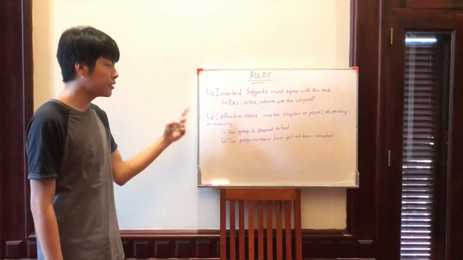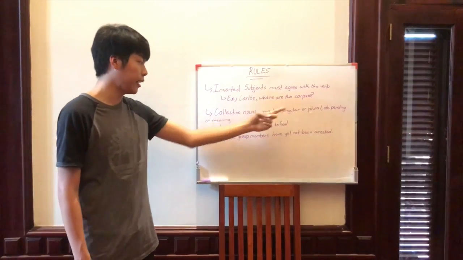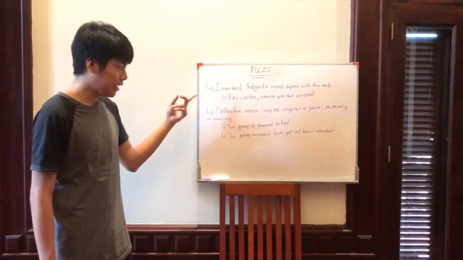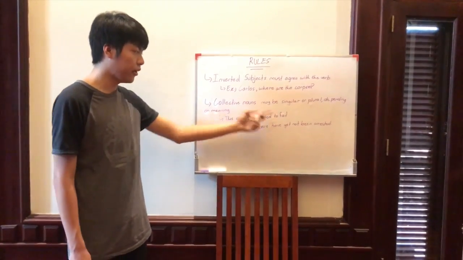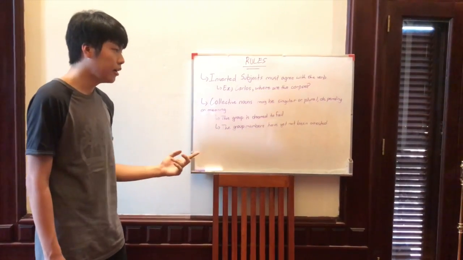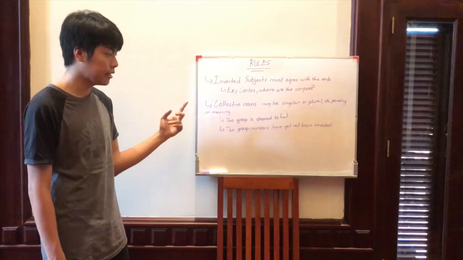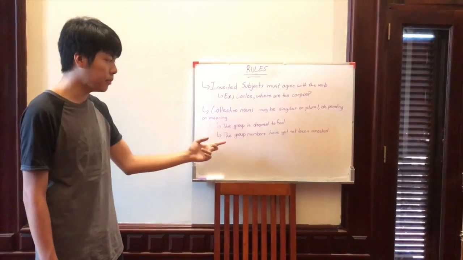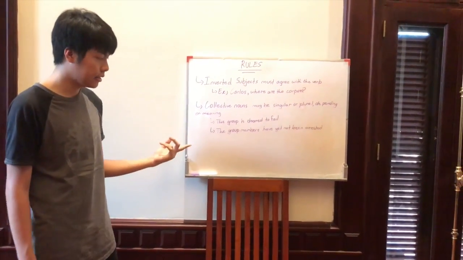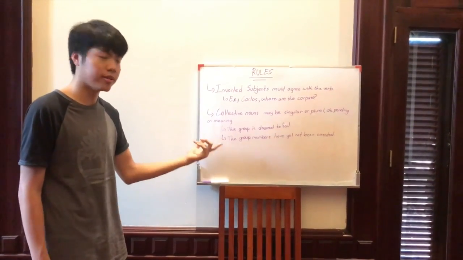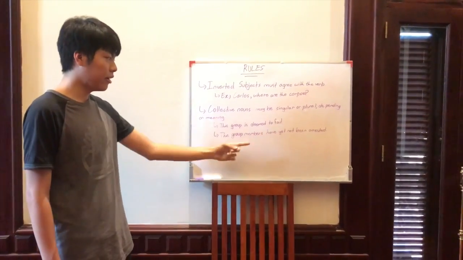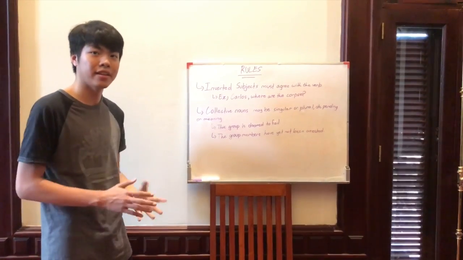And secondly, collective nouns may be singular or plural depending on meaning. Let us look at the example. This group is doomed to fail. In this particular sentence, group is a singular form. And let us look at the second sentence, which is the group members have not yet been arrested. In this particular sentence, the group members are the plural subject, and we must use the plural verb in order to make sense of it.